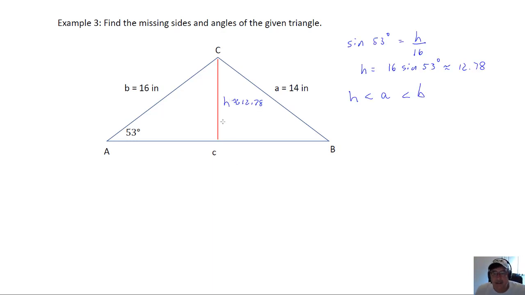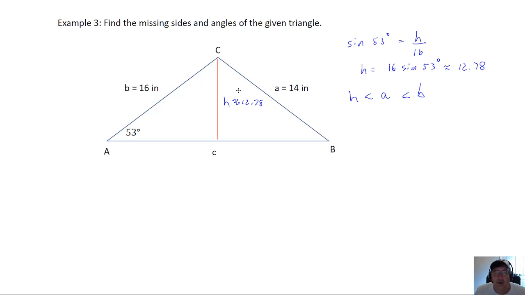All right, so what I did is I went ahead and dropped a perpendicular here, and I called this side H. I think y'all would agree that, looking at this left triangle, the sine of 53 degrees is going to equal opposite over hypotenuse, H over 16. Multiplying both sides by 16, H is going to be about 12.78. So notice this is a prime example where you'll have two sets of solutions, given two sides and an angle here. So H is certainly less than side A, which is less than side B, just looking at all of this.